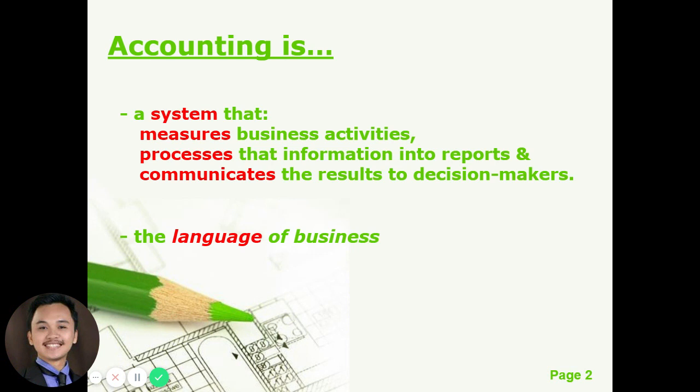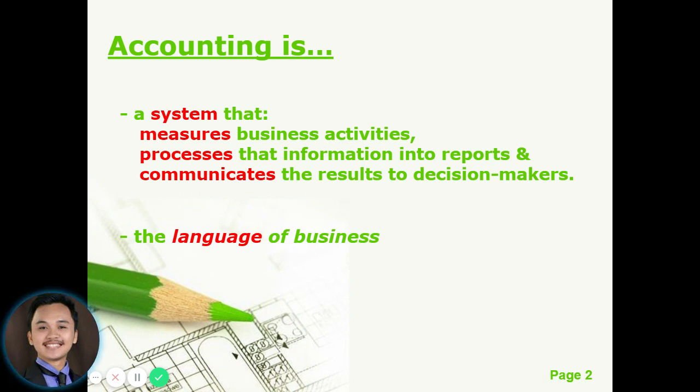Accounting is a system that measures business activities, processes that information into reports, and communicates the results to decision makers. Accounting encompasses different aspects. First, accounting is a system. When we talk about a system, that means accounting is not a product of a single activity, but actually a product of a series of activities before accounting information can be derived.